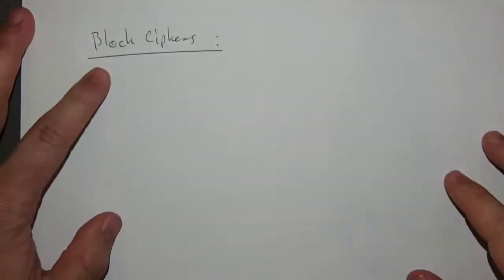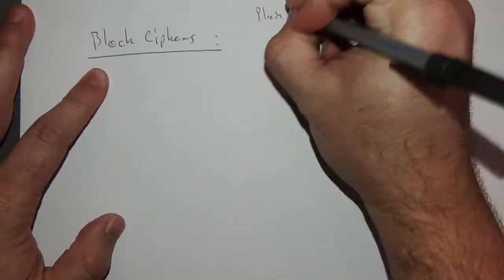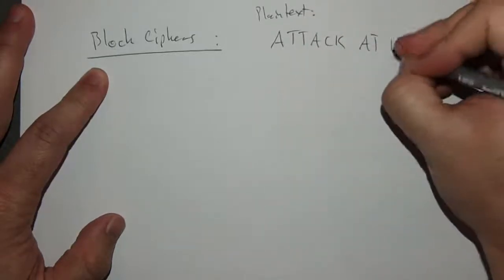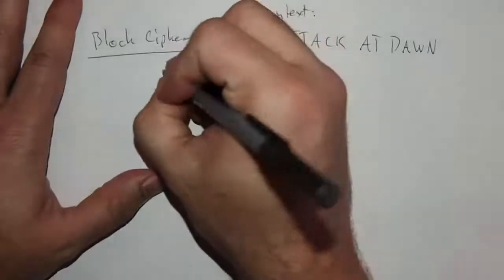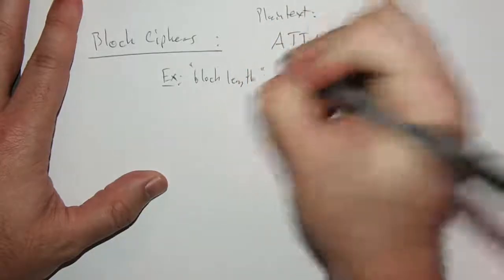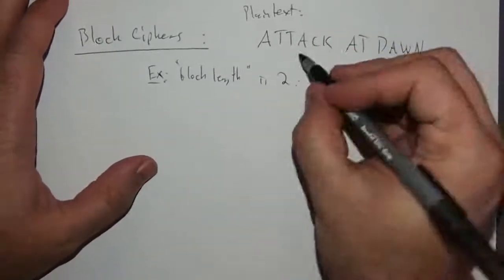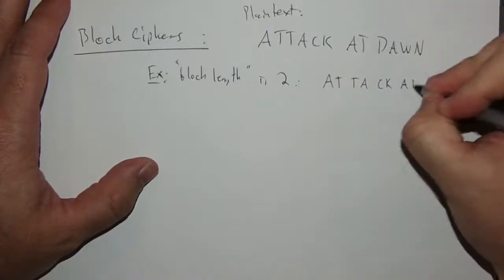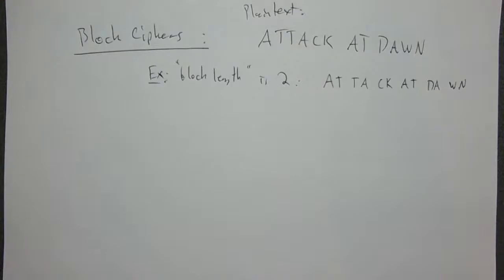Okay. So what's the idea with block ciphers? The idea is, say that we have plain text that says attack at dawn. Then let's say for our example, our block length is 2. So what we would do is take this plain text and break it into blocks of 2: AT, TA, CK, AT, DA, WN. Okay, so that's pretty straightforward.